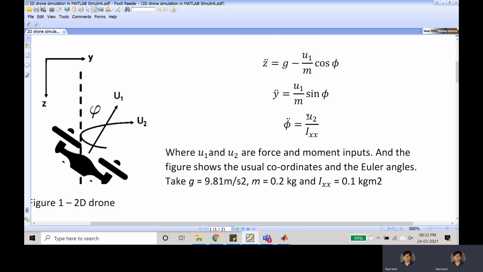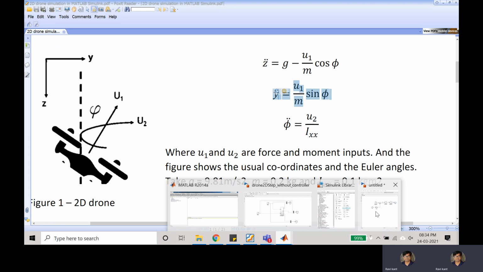What I am going to do is input another form of input. We call it u2. I will multiply it with 1 upon Ixx, and whatever signal comes out here would be phi double dot, and then I'm going to integrate it. I'll write that as phi dot, then integrate it once again, and I'll call it phi, and this phi can be thought to be coupled with this particular equation. I'll show you how I'm going to make it.